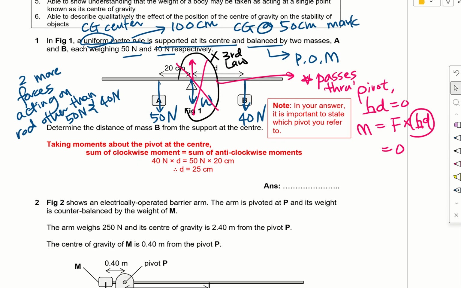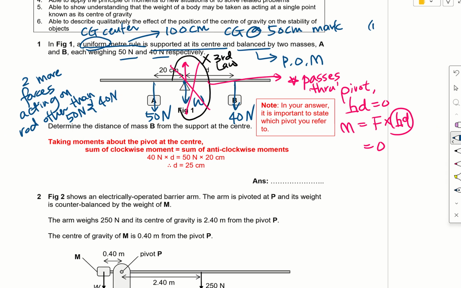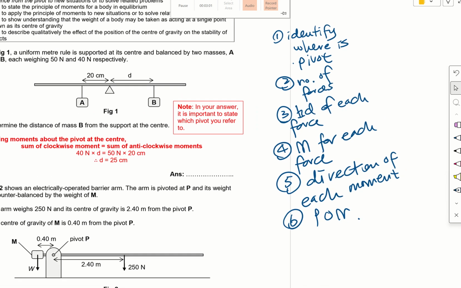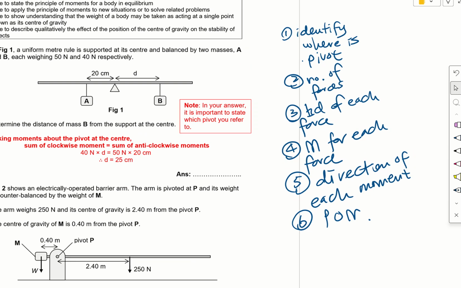Okay, so when we solve moment calculation questions, we go by these 6 steps. Okay, let me pause the video. Okay, so these are the 6 steps that you can apply when you are doing moments questions. So firstly, identify where the pivot is. As stated in the question, this is step 1. So it's actually at the 50 cm mark.